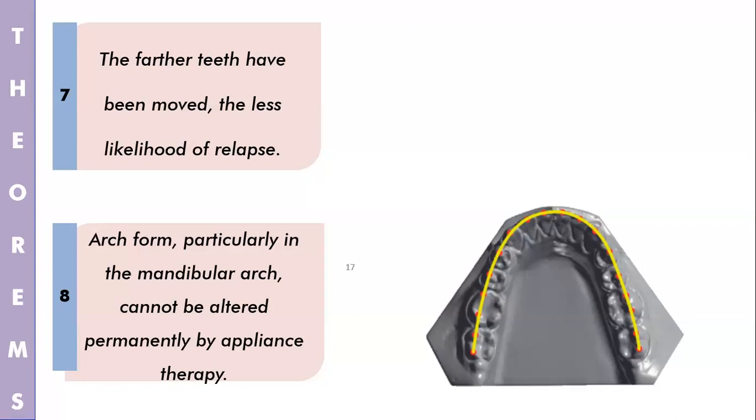Then you have arch form, particularly in the mandibular arch, that cannot be permanently altered by appliance therapy. So this was given by Macaulay. What school of retention does this ring a bell with?